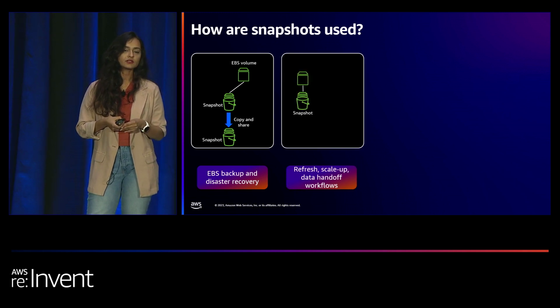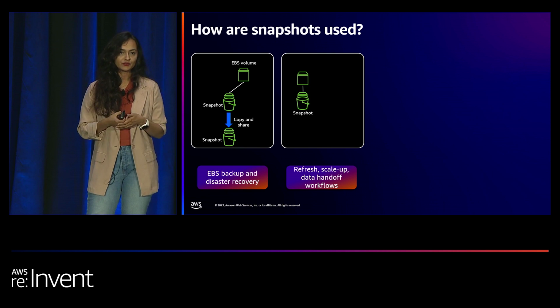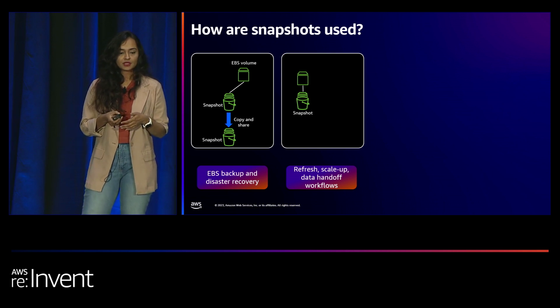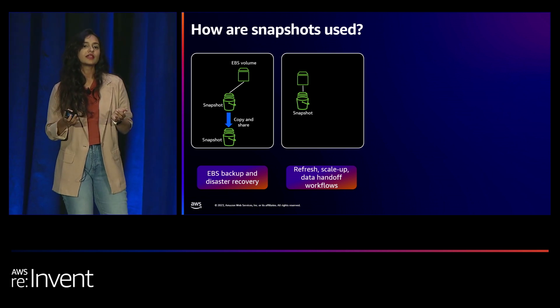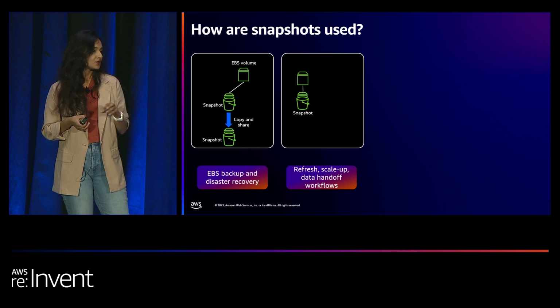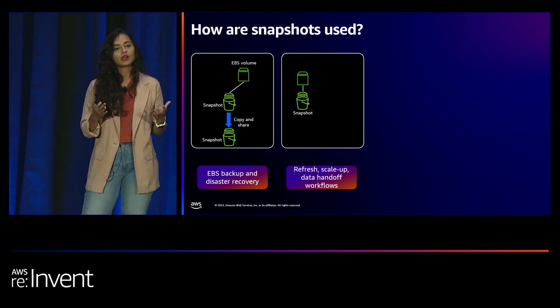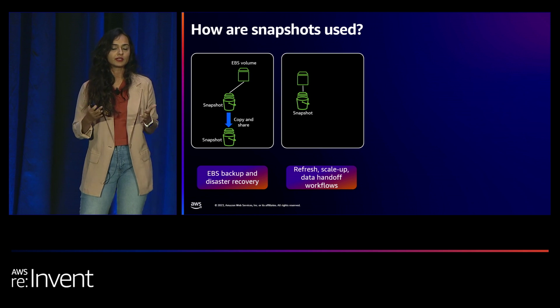The second use case is what we call refresh, scale up, and data handoff workflows. A lot of times our customers are large organizations that have multiple business units, and each of these business units is associated with multiple accounts. So they want to maintain a centralized account where they develop Amazon Machine Images, or AMIs, and then distribute these AMIs to other accounts so that everyone is consuming the latest AMI.